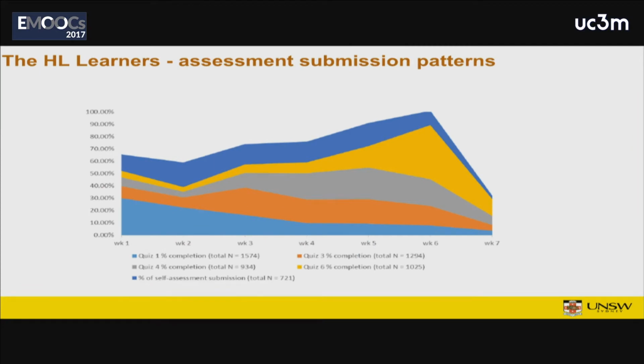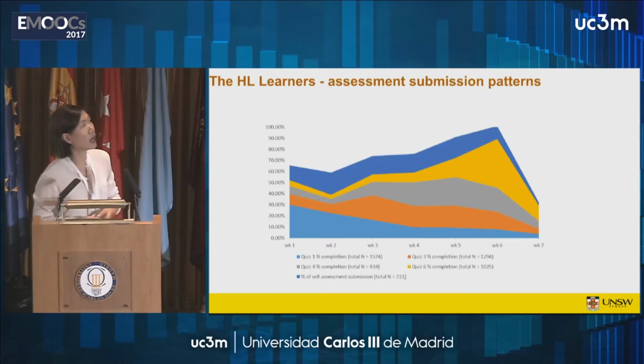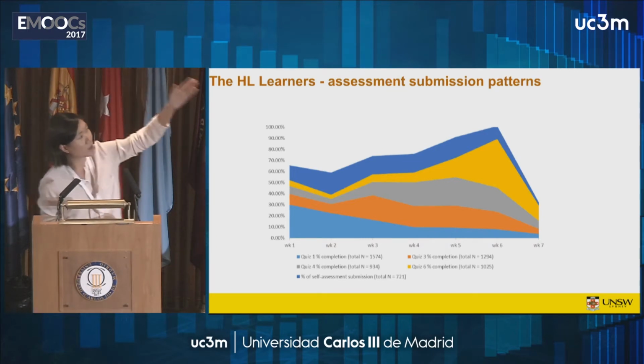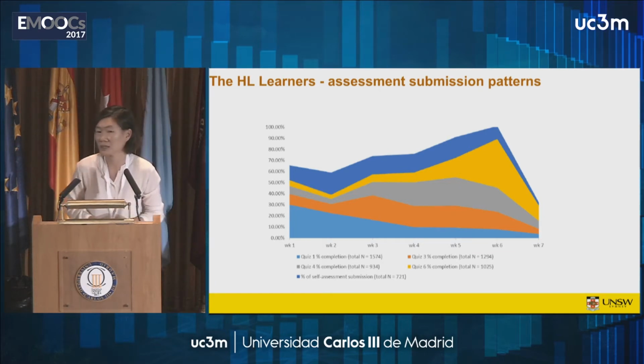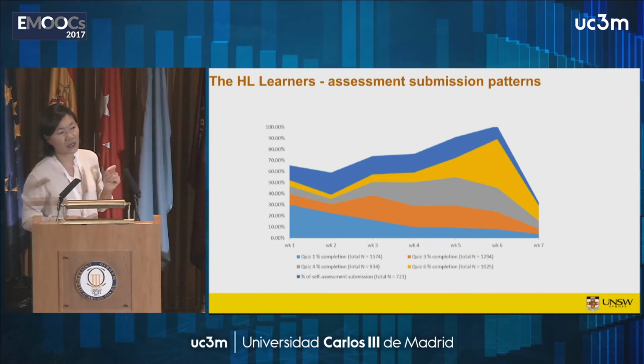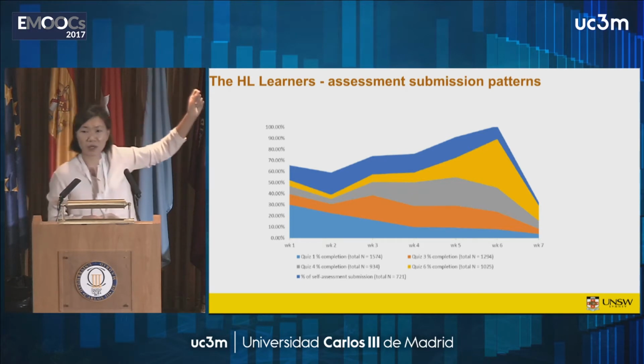What you're looking at here is also a very simple frequency count, but we convert it into a percentage so that you can compare the proportion of the submissions across a range of these tasks. So from week one to week seven, and at the bottom all the way up to the yellow band, what you are looking at are the quiz submissions.